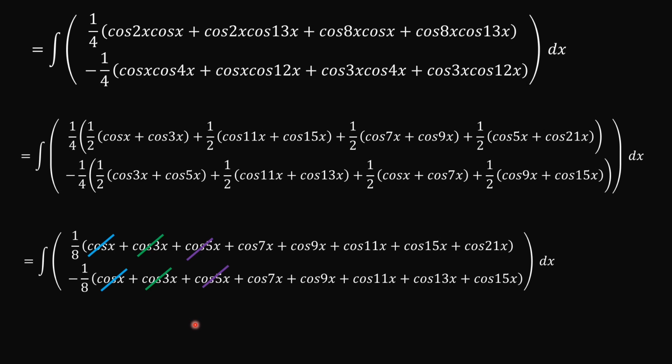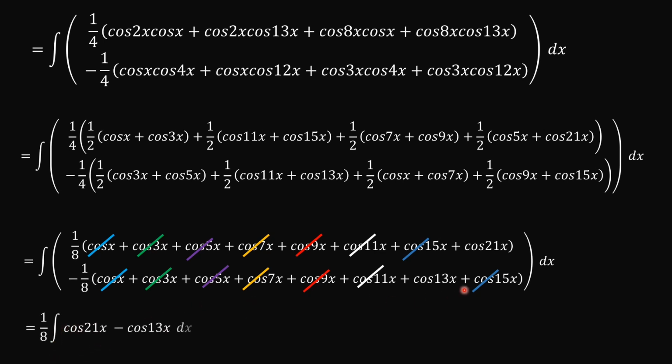An eighth of cosine 5x minus an eighth of cosine 5x, those cancel out. An eighth of cosine 7x minus an eighth of cosine 7x, those cancel out. An eighth of cosine 9x minus an eighth of cosine 9x, and an eighth of cosine 11x minus an eighth of cosine 11x, those cancel out. An eighth of cosine 15x minus an eighth of cosine 15x, those cancel out.